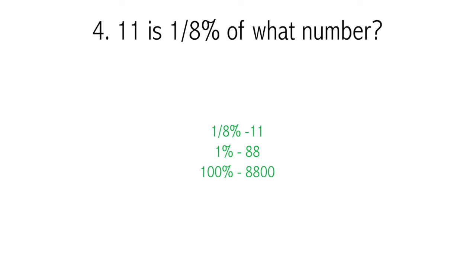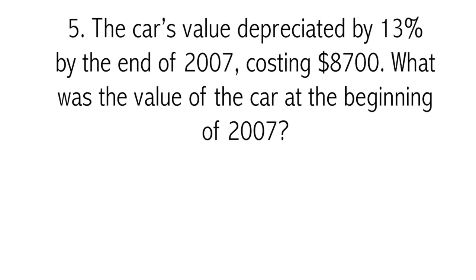Alternatively, something you can do is convert this to a decimal. So 1 by 8% is 0.00125. 11 divided by 0.00125 would give you 8800 as well. Let me just confirm that really quick, because I haven't written it down. Right, so it does give you 8800, and that's another way to do it. So you don't need to use the unitary method with this one, but it's a good method to know.